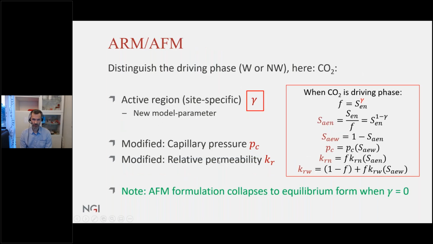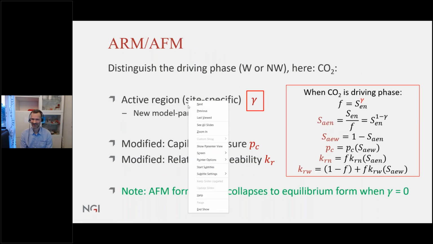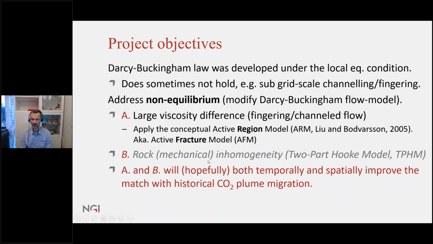The second aspect that I wanted to look at, sorry, can you go back to the previous? Yeah, so the second aspect was the stress dependency in the mechanical properties, and to see how that can affect the pore pressure, but that's not a part of this study. The focus here is on the first aspect. But the hope was that the combination of these two aspects would temporally and spatially improve the match with historical CO2 plume migration. Now, next, please.